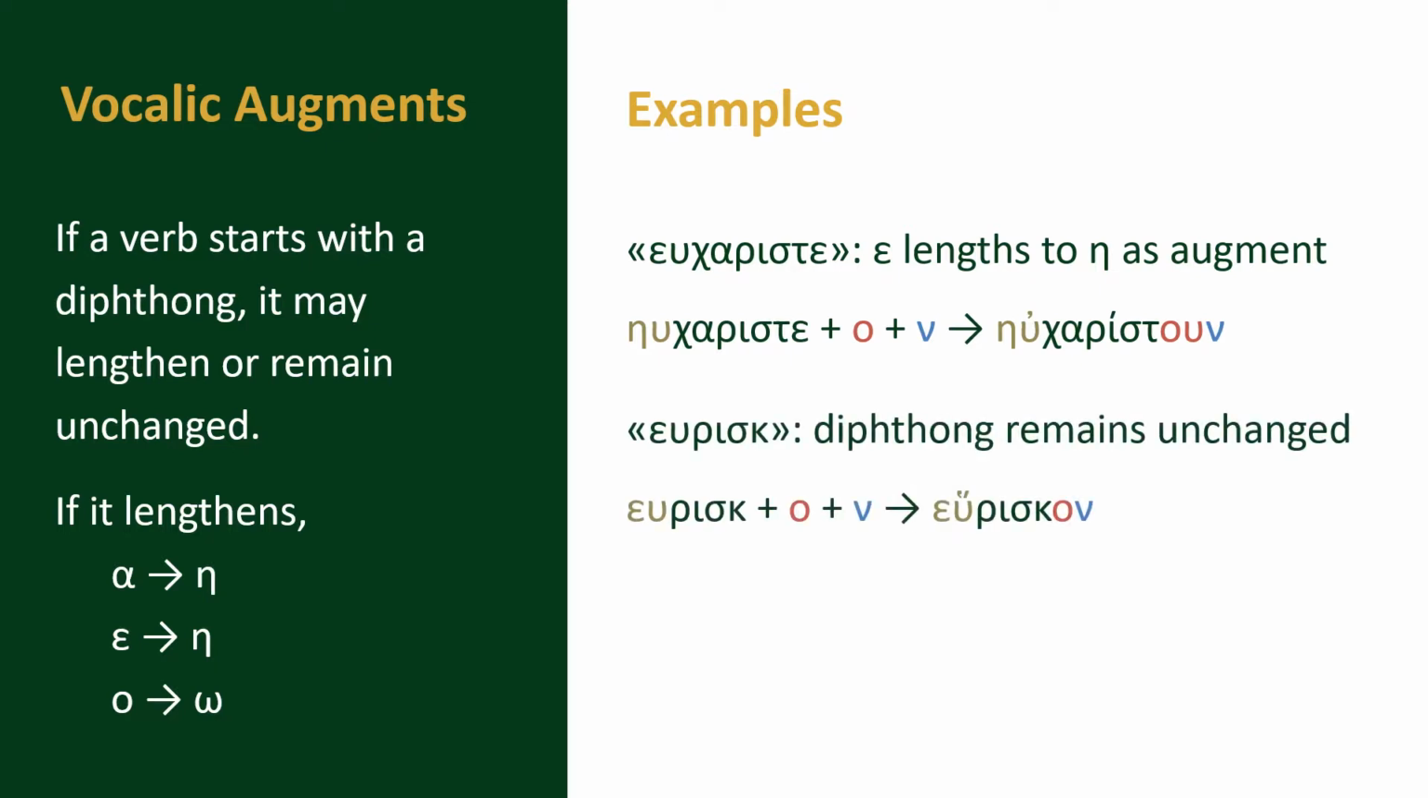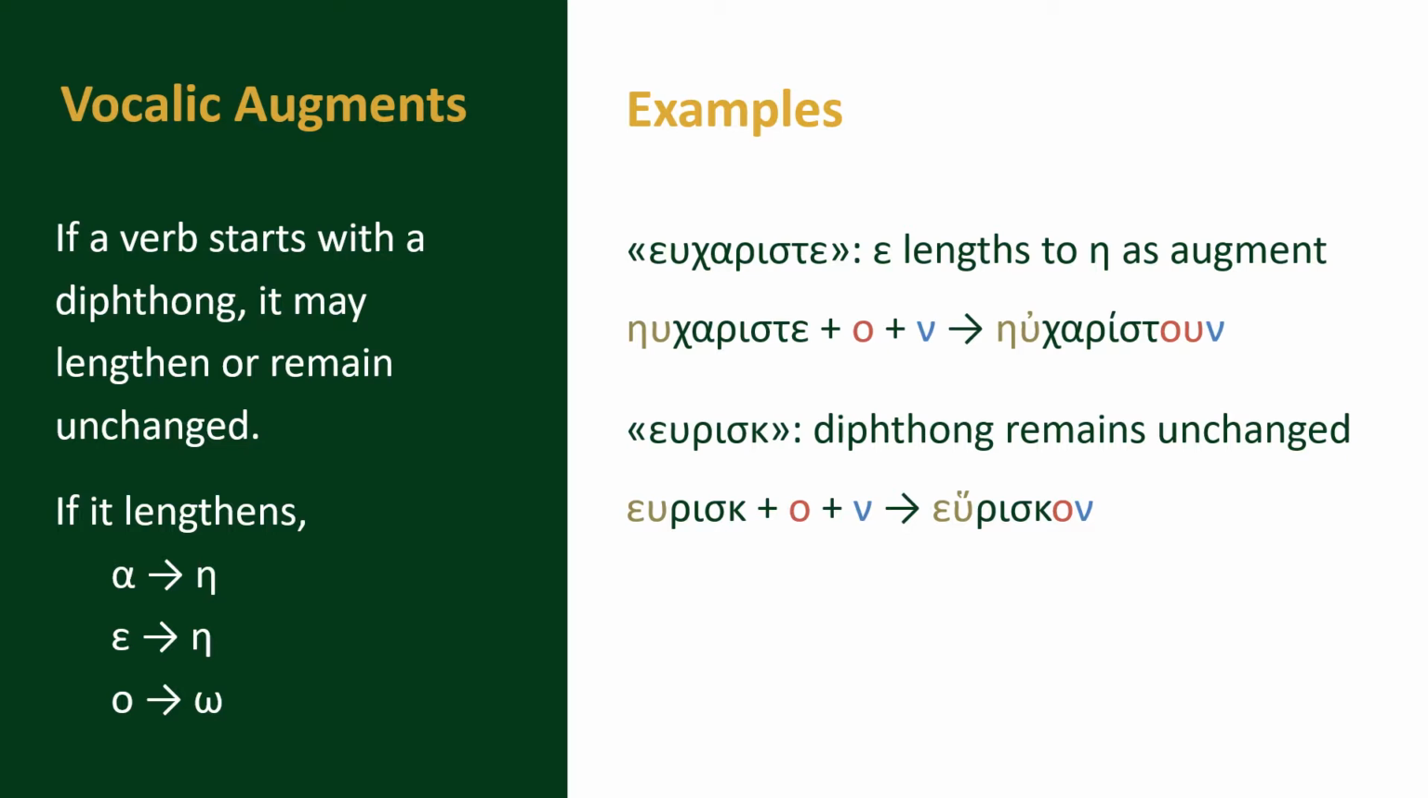But now let's consider the verb heurisko, I find. It also begins with the diphthong epsilon upsilon. But in this case, the diphthong remains unchanged. The epsilon does not lengthen to eta. Thus, the imperfect is heurisk plus omicron plus nu. In other words, heuriskon, I was finding.